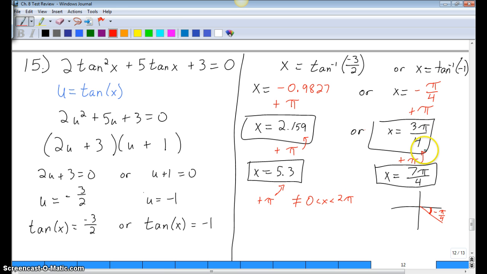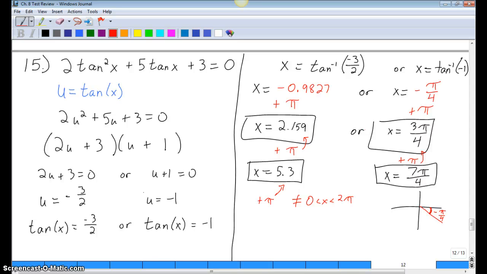Same thing here. 3 pi over 4 is our first addition of pi. So that now puts us within that domain of 0 to 2 pi. So here's one answer. Then we're going to add pi to this answer. We're going to add the period of tangent to that. And we're going to get 7 pi over 4. So that falls within 0 to 2 pi. So we circle that one. If we add another pi to this, we're going to get way outside of the 0 to 2 pi range. So again, we can stop adding.